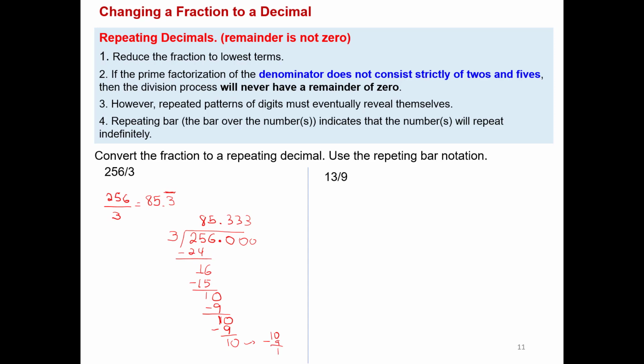Then let's try the other number. We have 13 divided by 9. We know the prime factorization of 9 is 3 and 3. The prime factorization of the denominator, 9, does not consist of 2's or 5's. Then we know the remainder of the division is not 0. Let's divide these two numbers.